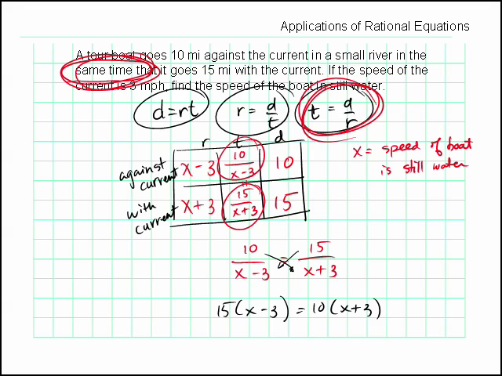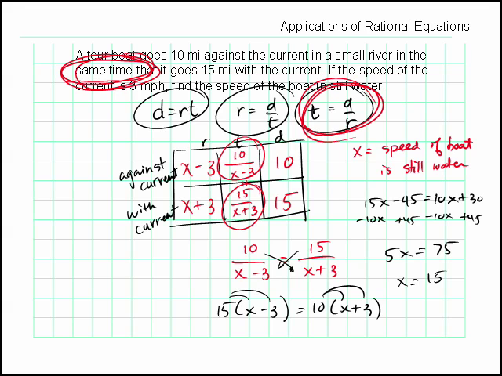Distribute: 15x minus 45 equals 10x plus 30. Subtract 10x from both sides, add 45 to both sides, and we get 5x equals 75. Divide by 5, and we get, let's see, 15? Is that right? Let me double check that. Yeah, 15. So our answer is 15 miles per hour is the speed of our boat with no current.